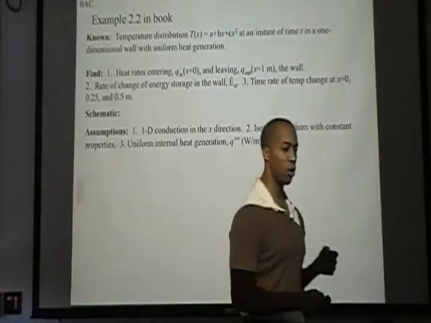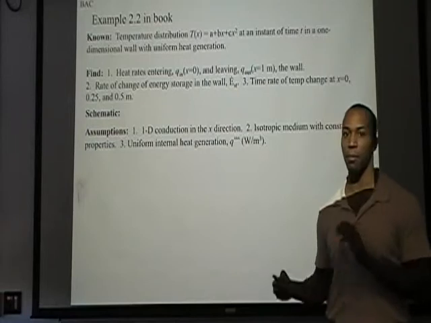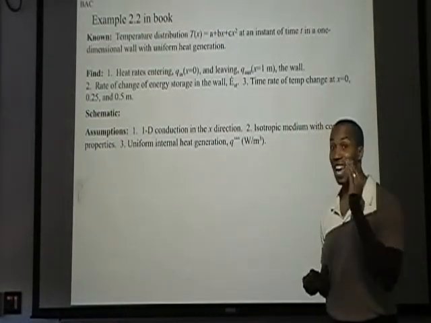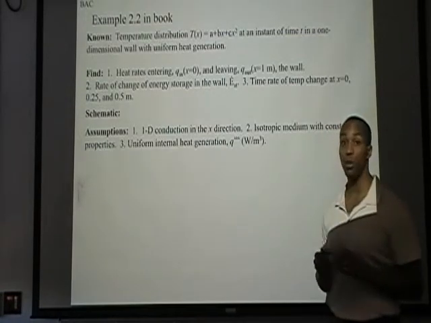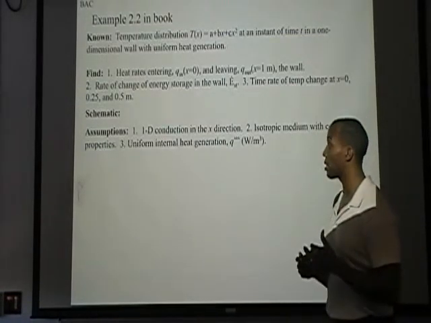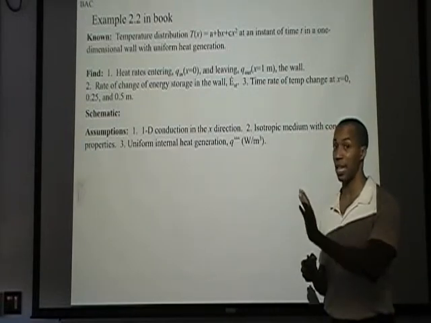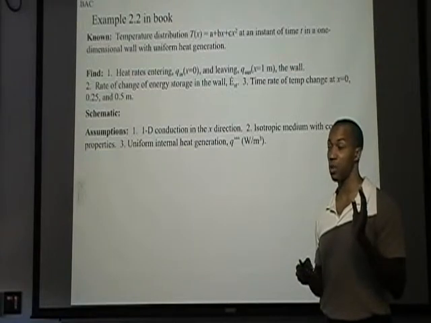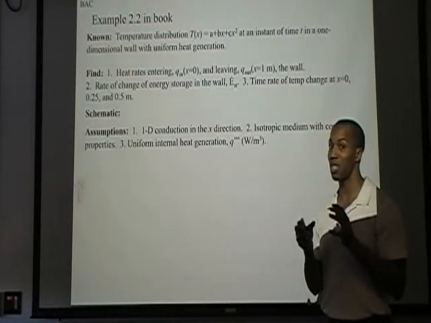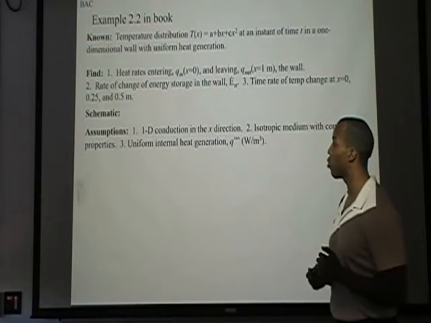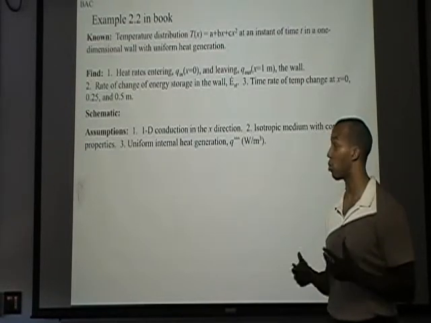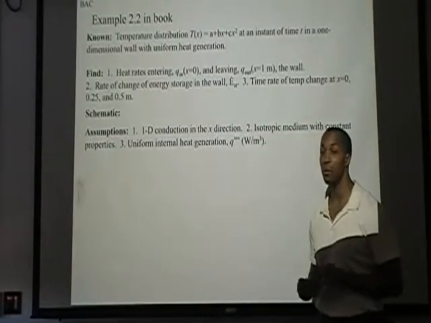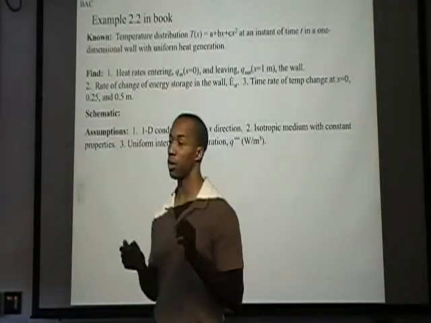So the schematic I'll let you draw yourself. Our assumptions for this problem: we have our plane wall, so we have one-dimensional conduction in the x direction. We're going to assume that our medium is isotropic with constant properties, which allows us to take that thermal conductivity out of one of those partial derivatives so that our equation becomes a little neater. And then we have uniform internal heat generation within this wall. Here, instead of Q dot, I had it represented as Q triple prime, but it's still the same, watts per meter cubed.